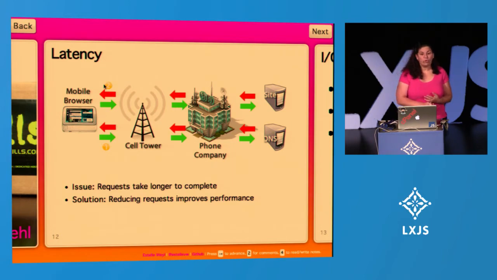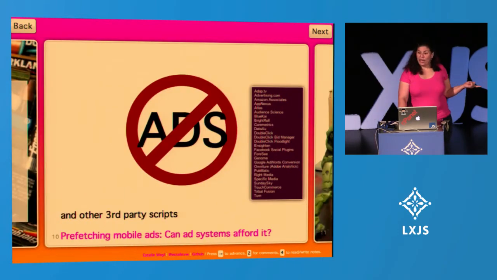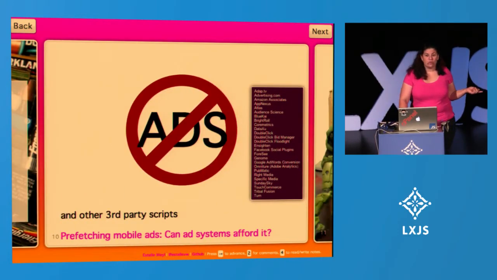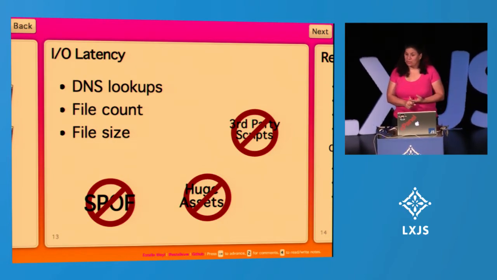So the more DNS lookups and HTTP requests that you have, the slower your site is going to be. So you want to reduce the requests as much as possible. You don't want to have 26 requests for external JavaScripts. That is crazy. So you want to reduce the DNS lookups. You want to reduce the file count. And you also want to reduce the file sizes as much as possible.